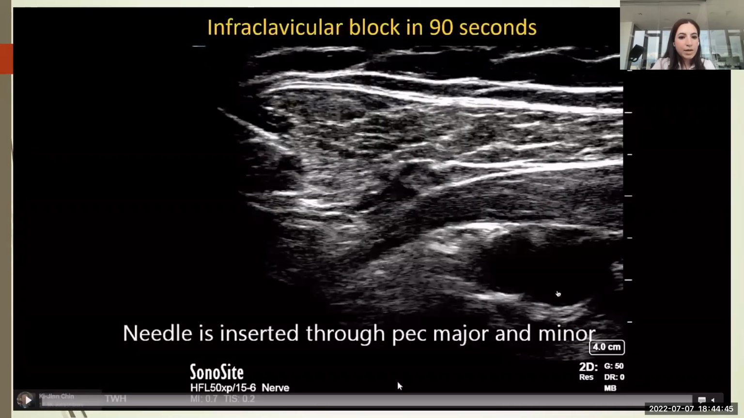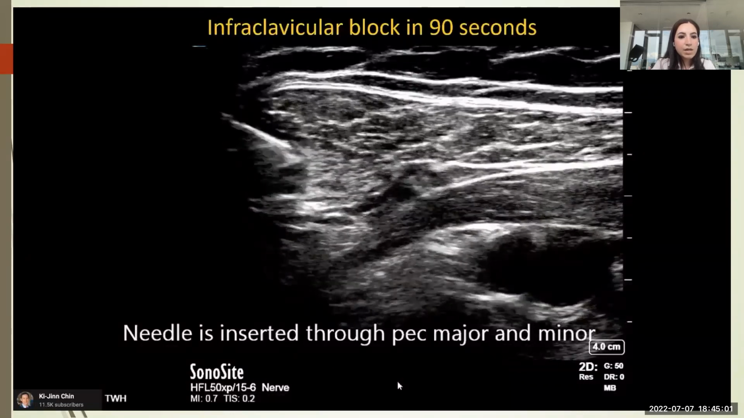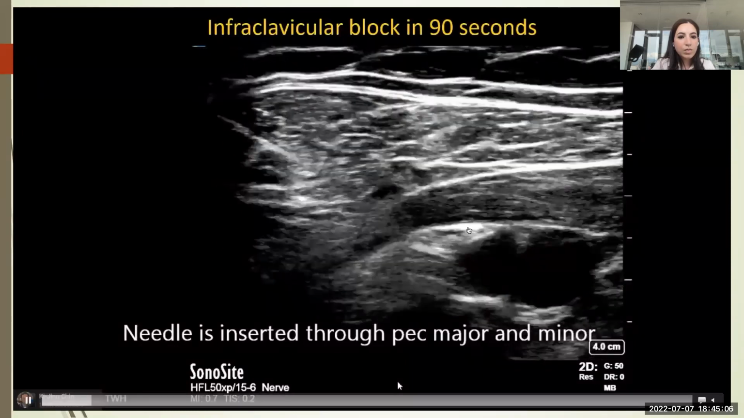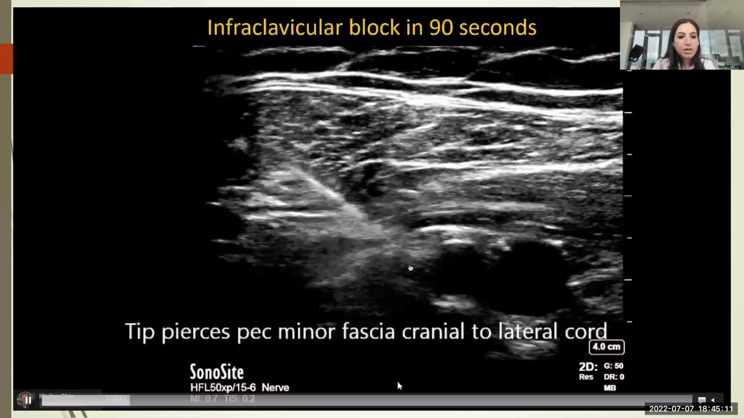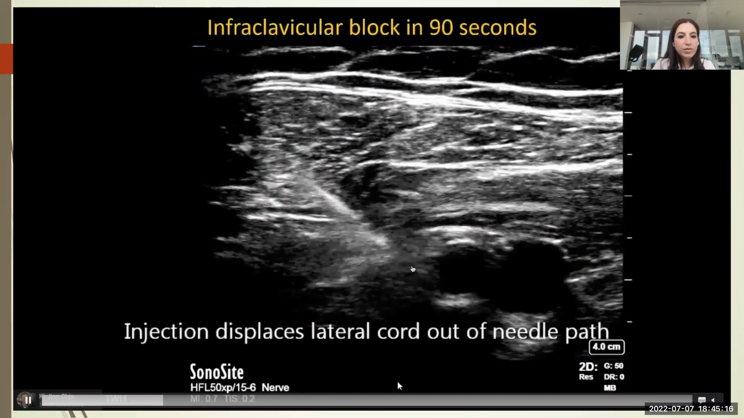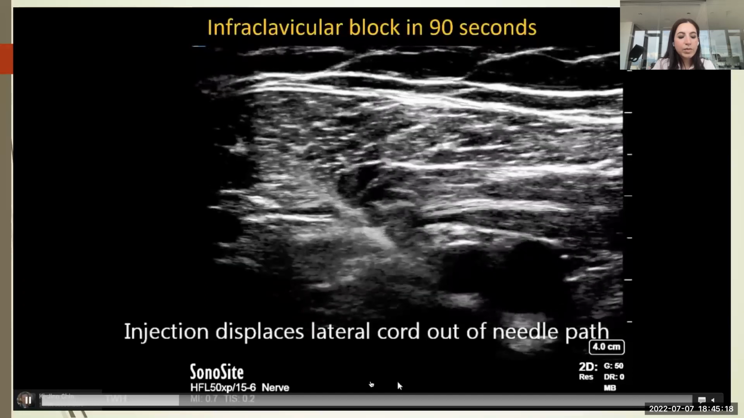So again, axillary artery and vein, pec major, pec minor, you have your needle coming in cephalad and targeting that 6 o'clock position with that two compartment technique. As you see the needle approaching the area, you can see where your lateral cord probably is. The needle is going to be passed tangential to that. A few pokes, seeing the lateral cord roll away.